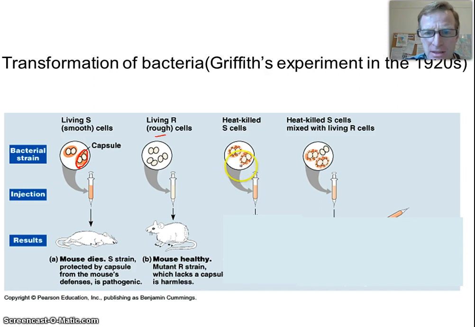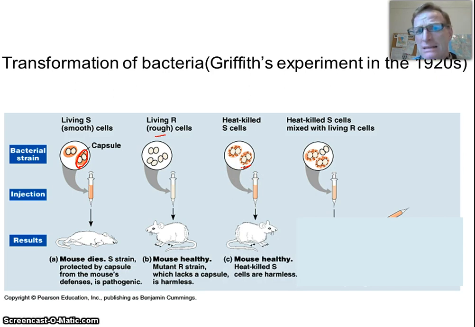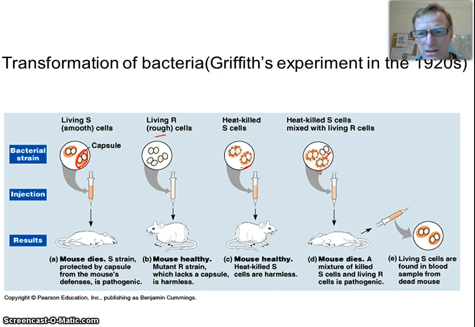He also knew that if he heated up some of these capsulated pneumonia bacteria and injected them into the mouse, it would be fine, because heat denatures proteins, and the enzymes in the bacteria would not work, so we wouldn't have a viable bacteria. But then he did something interesting. He mixed some of these heat-killed bacteria with some of the harmless living ones, and when he injected those into his mouse, the mouse died. Now that's odd. You'd expect the heat-killed bacteria are dead, and the harmless bacteria are harmless, so they shouldn't do anything. But when he examined the blood of the mouse, he found that it had viable, pathogenic, capsulated pneumonia bacteria. So he came up with this idea of transformation. Something has transformed this harmless bacteria into something pathogenic.